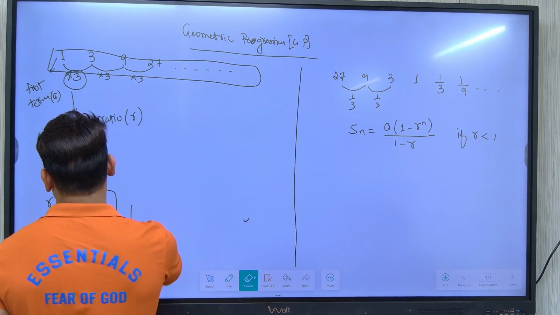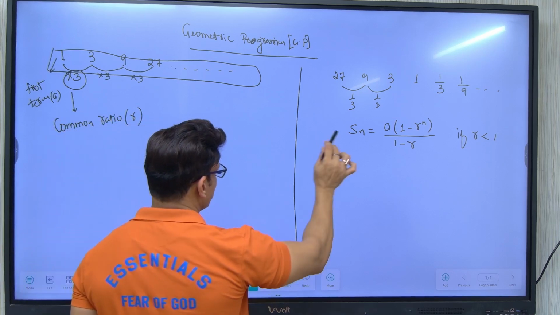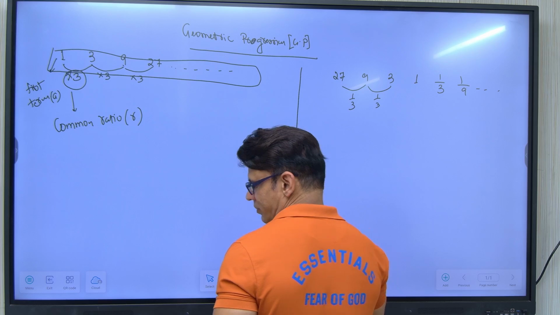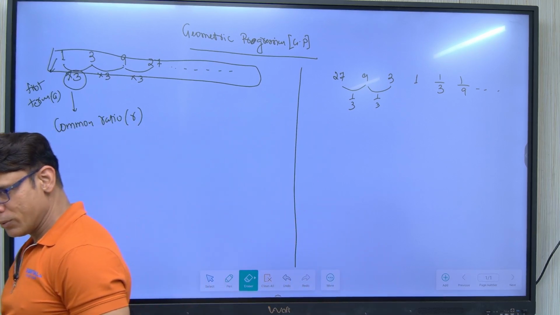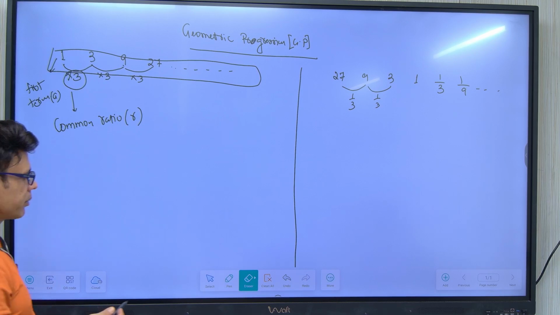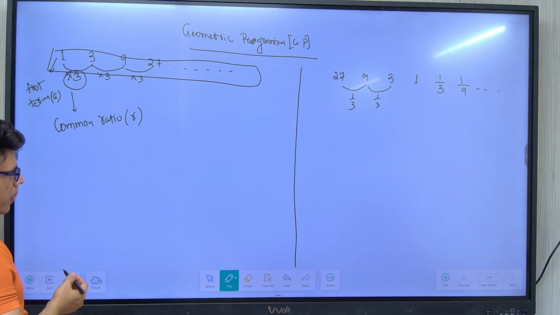over here? Why we can find the sum of infinite terms over here? First of all, the sum of infinite terms can only be found if your r is less than 1. Common ratio is less than 1. Example बताता हूँ. Right?